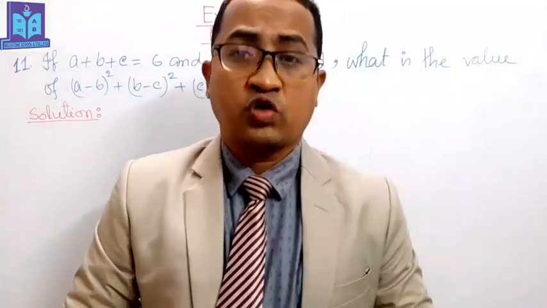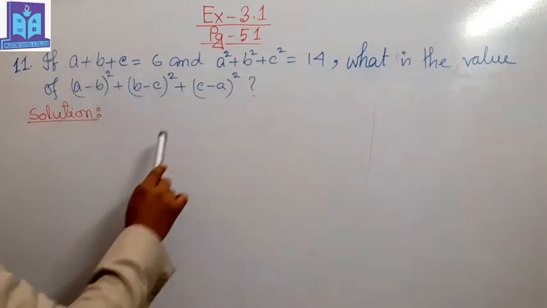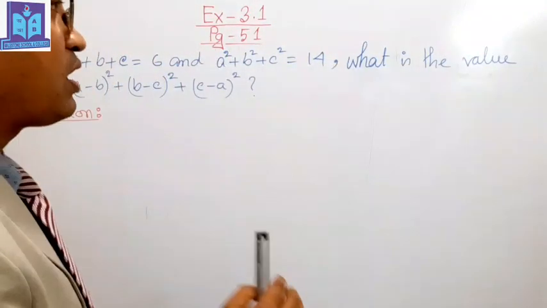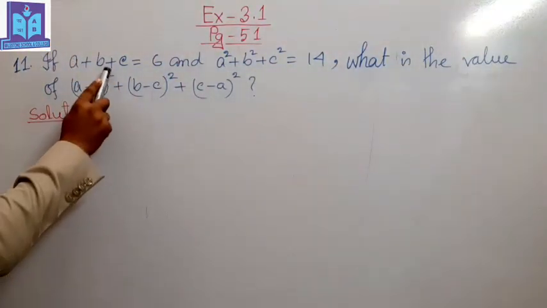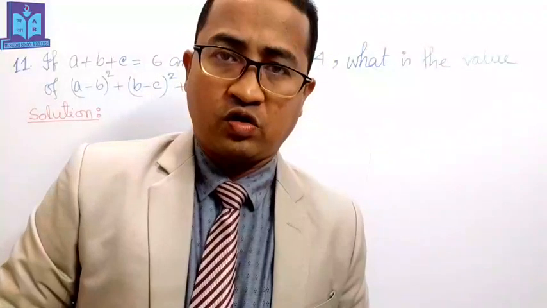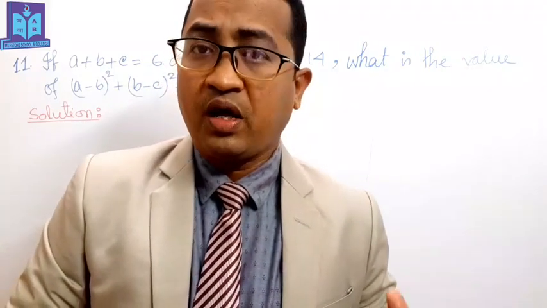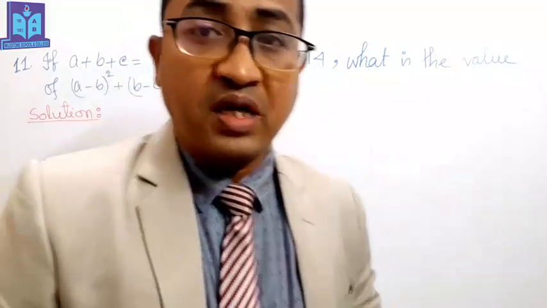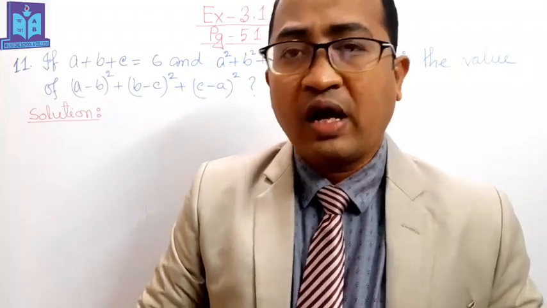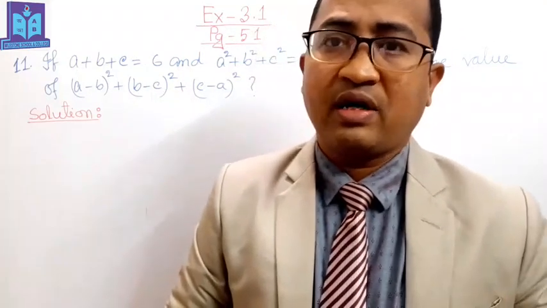Now we'll discuss question number 11. Look, if a plus b plus c is equal to 6 and a square plus b square plus c square is equal to 14, what is the value of a minus b whole square plus b minus c whole square plus c minus a whole square? So look again, what we will find out? We will find out the value of a minus b whole square plus b minus c whole square plus c minus a whole square. Do you know any corollary of a minus b whole square plus b minus c whole square plus c minus a whole square?